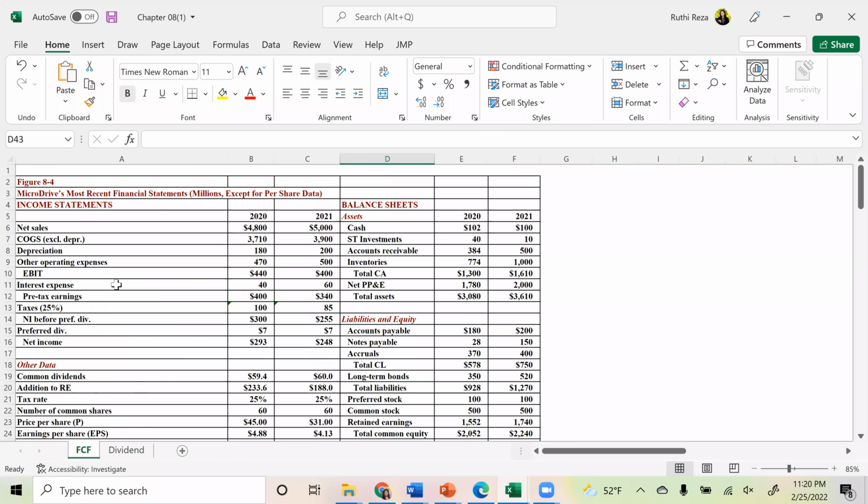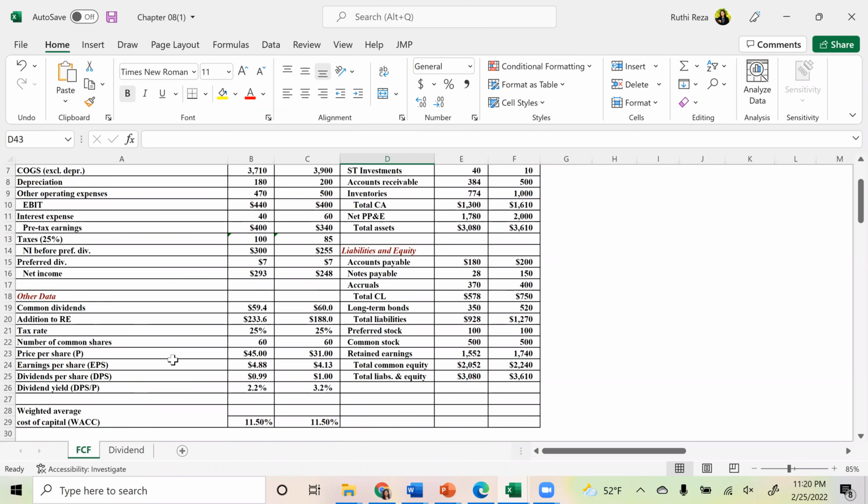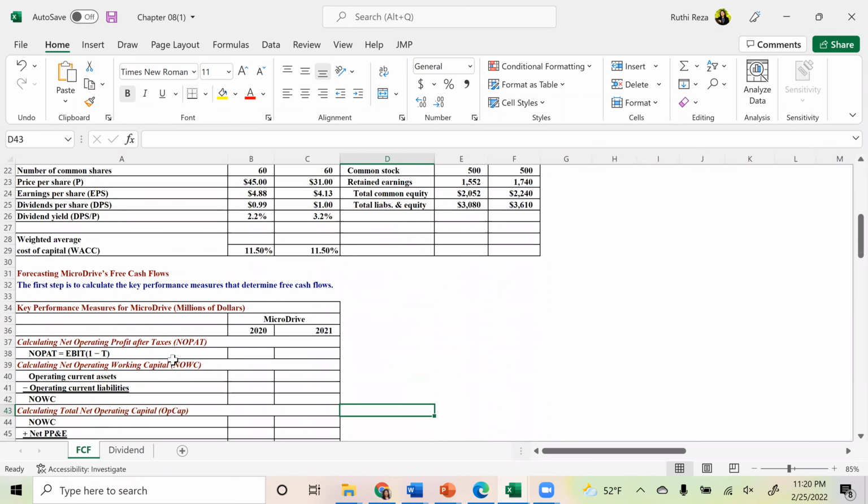Here you can see the income statement and balance sheet for a particular company for the years 2021 and 2020. Based on this information, we first need to calculate the free cash flow to the firm for these two years. Then we are going to forecast free cash flow to the firm for the same company for some future years. Based on the forecasted free cash flow to the firm, we're going to calculate the intrinsic stock price. We're also going to perform sensitivity and scenario analysis of this intrinsic stock price in the later part of this Excel sheet. Then let us start.